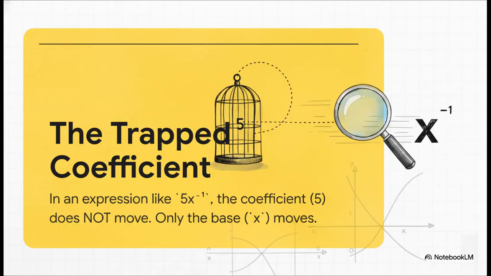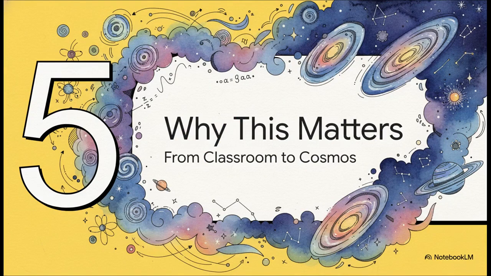And here's the other big one. I like to call it the trapped coefficient. In something like 5x to the negative 1, it is so tempting to just move the whole 5x thing. But you have to remember that exponent is only attached to its immediate base. In this case, that's the x. The 5 isn't part of that. It's trapped upstairs. It stays put. Only the x moves.